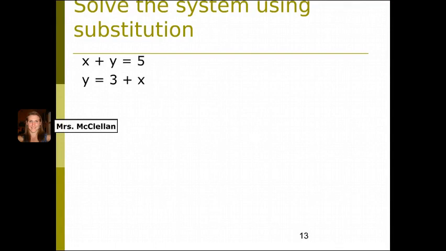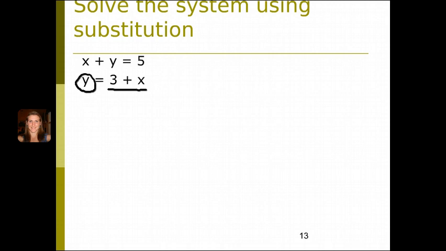Alright, so here's our first example. The first equation says x plus y equals 5. The second equation says y equals 3 plus x. This is very helpful because step 1 is getting a variable by itself. You will notice that that variable is already solved for y.